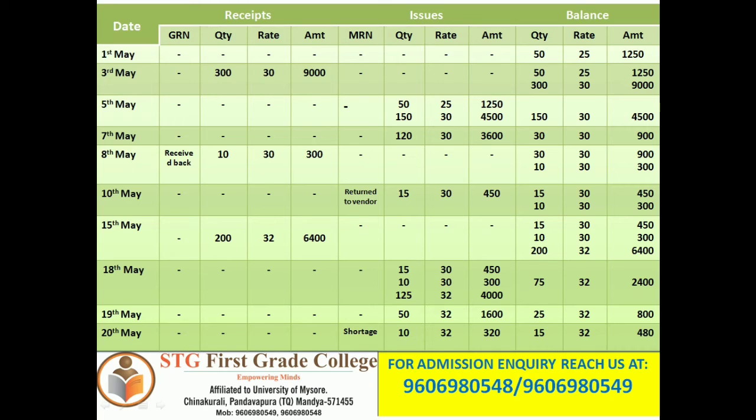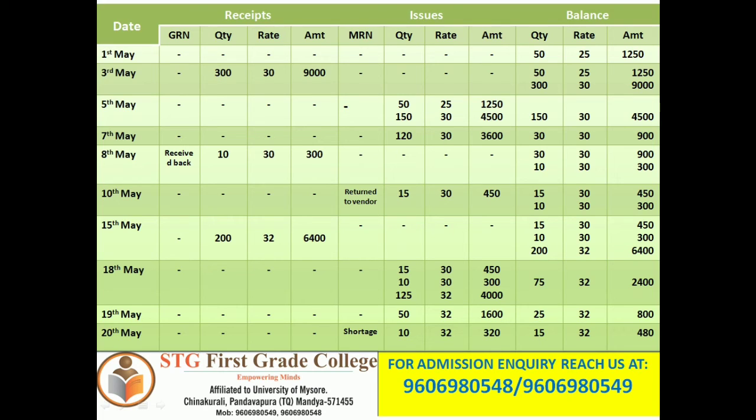So now we are moving on to the 15th May. On 15th May there was a purchase. Purchase of how many units? 200 units at rupees 32 each. So under receipts, GRN nil, then quantity 200, rate 32 rupees. So amount column 6,400 rupees. Under issues, MRN nil, quantity nil, rate nil and amount also nil.